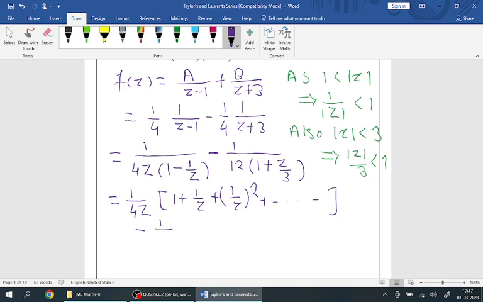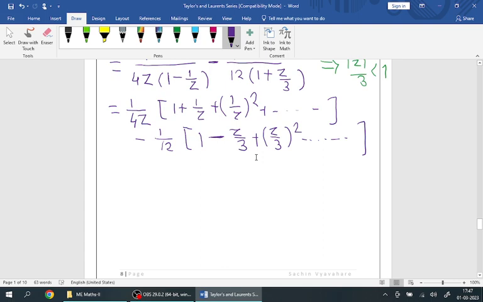minus 1 by 12. Now for the second term we require the series 1 upon 1 plus r. Everywhere we use 1 upon 1 minus r. Whenever we come across 1 upon 1 plus r, remember alternate plus and minus signs are there: 1 minus z by 3, then plus (z by 3) bracket square, then minus (z by 3) bracket cube, and so on that way. So plus minus is alternate there. So don't forget it.